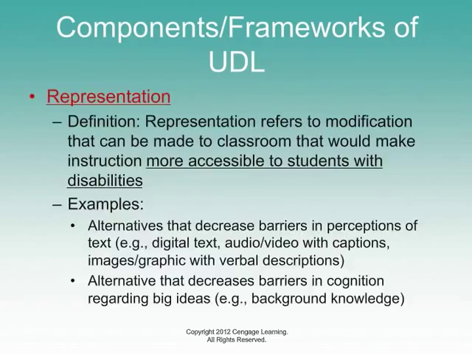So if you look at multiple means of representation, this refers to the modification that can be made in a classroom that would make it more accessible to a student. There are some examples here. These are not comprehensive examples. It's just some things I pulled off the CAST website.